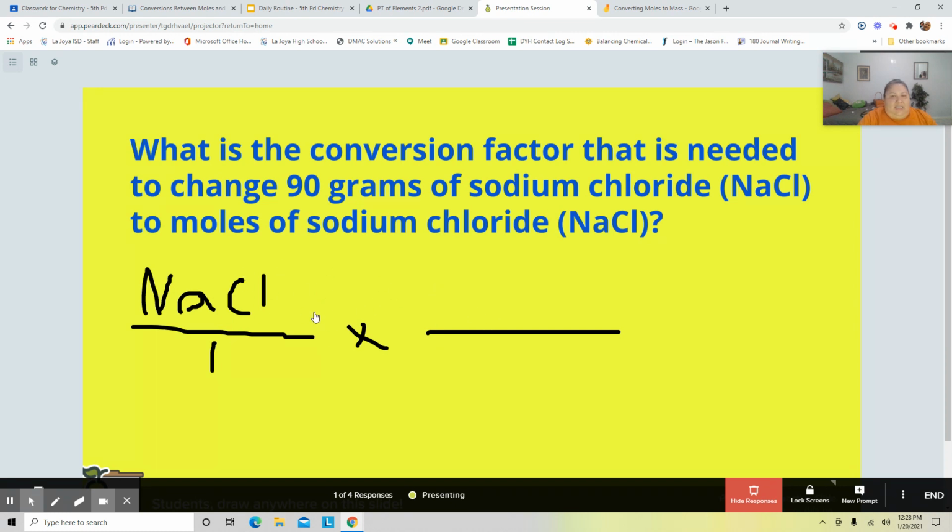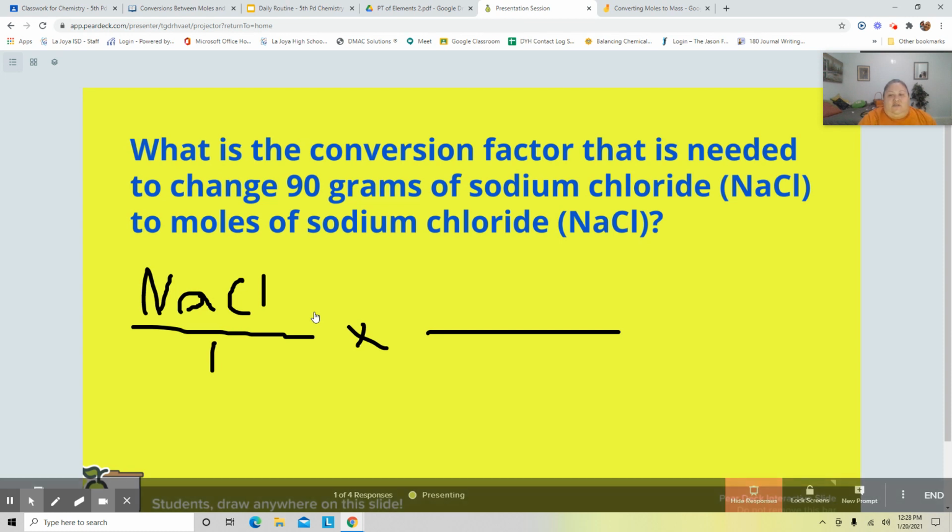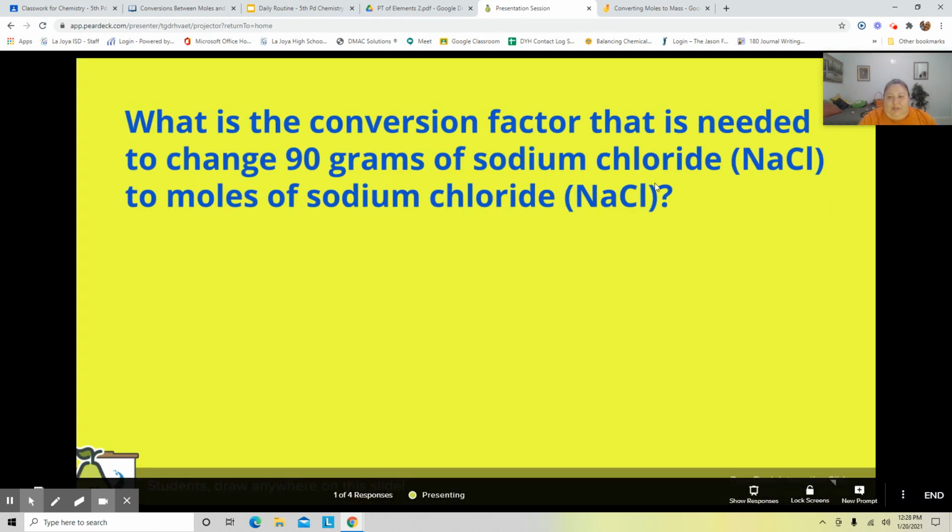Okay, you're already setting it up. You don't have to do that just yet. What do I need from sodium chloride to change grams to moles? What was the topic from yesterday? What is it called? What did I say that we discussed yesterday? What was the name of the topic? Anybody remember?